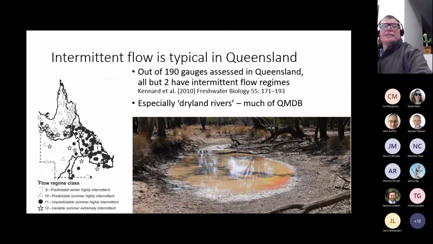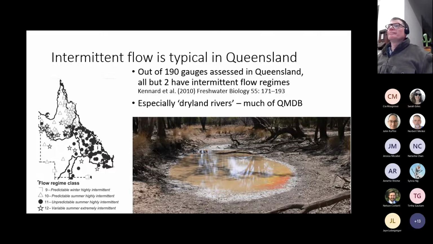Now, Queensland and much of Australia, in fact, is dominated by rivers that have intermittent flow regimes. And this work that was done by Mark Kennard 10 years or so ago showed that all but 2 of the gauges that they assessed in Queensland had intermittent flow regimes of various types. And this is particularly a prominent aspect of the hydrology and the ecology of what are dryland rivers, which are places where annual evaporation exceeds annual rainfall.